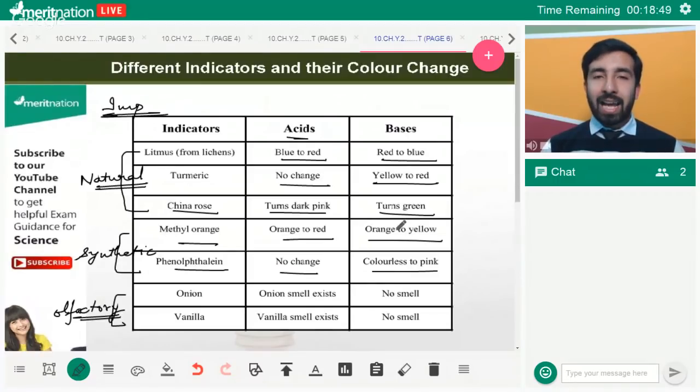What is an antacid? Antacids are basically your bases, or you can also say alkali solutions, which basically give you relief from the pain caused by an acid. You can be asked about the change in the different colors or your smell of the indicators in your exams. That is why this is included in the table.